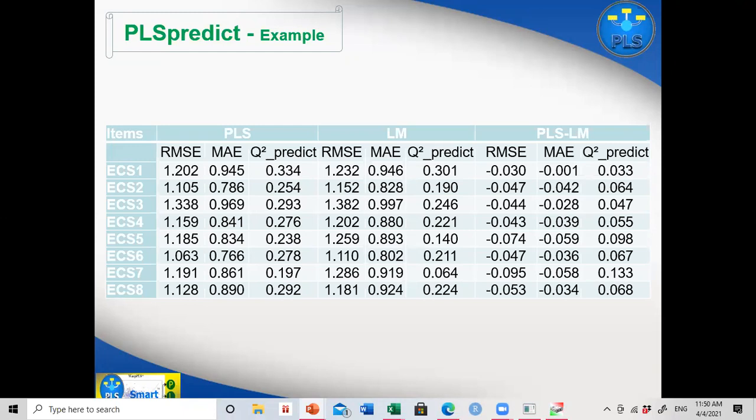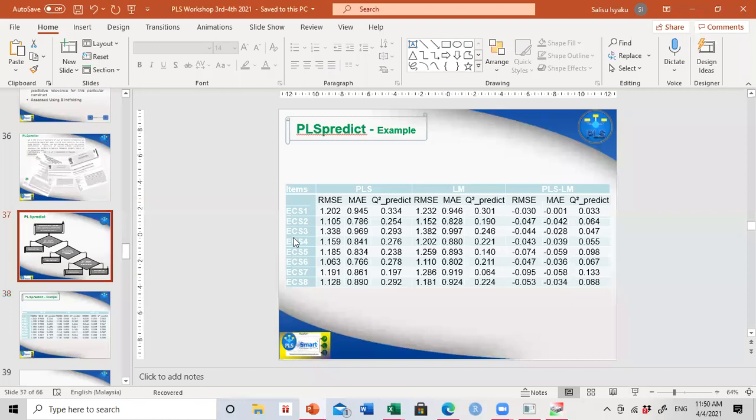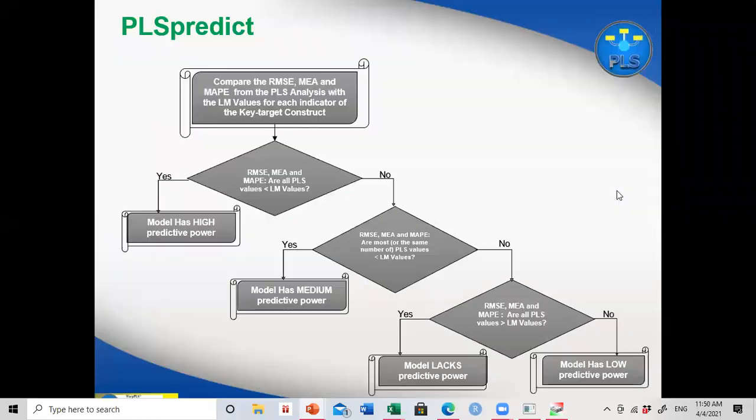If they all have PLS minus LM, if they are all negative, that is how we call it. If they are all positive, that is how we call it. If some of them are positive, some of them are negative, that is how we can call it. I beg your pardon. This is, you follow this diagram.